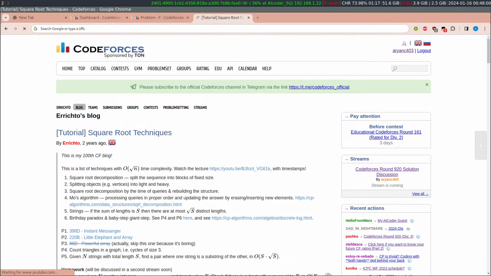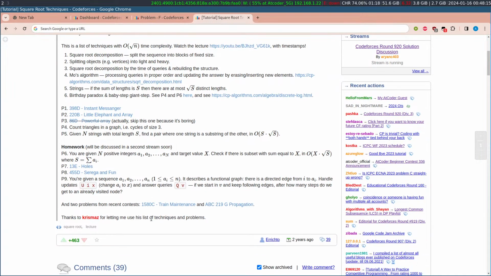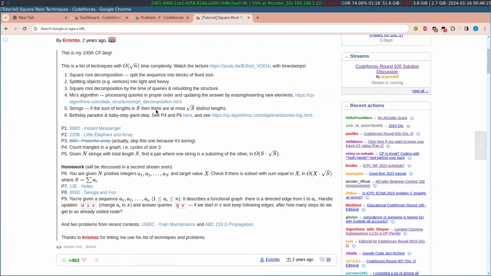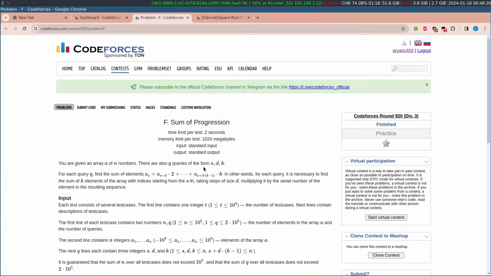You should check out this blog where Errichto has mentioned a lot of problems on square root technique complexity, and he also has a video editorial on it and some homework problems. If you try to solve these, you would be able to solve problems like F in today's contest or in the AtCoder Beginner Contest from the previous-to-previous contest.